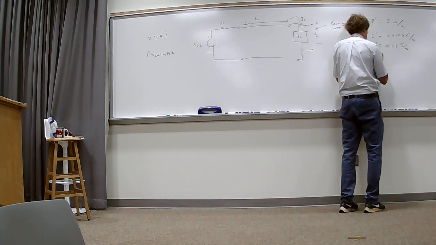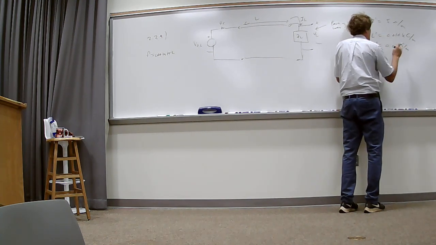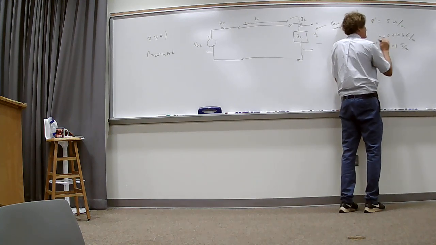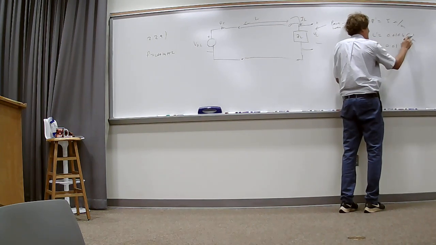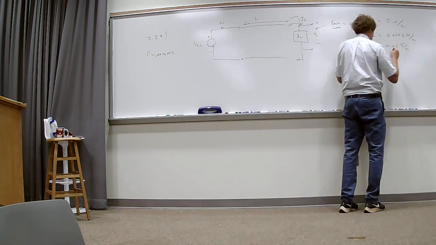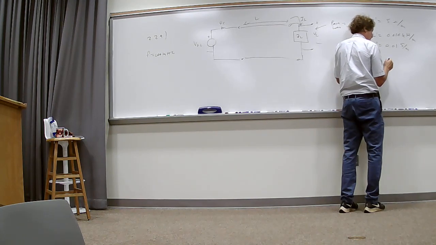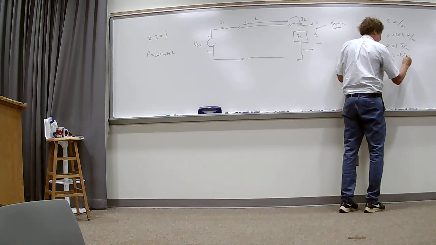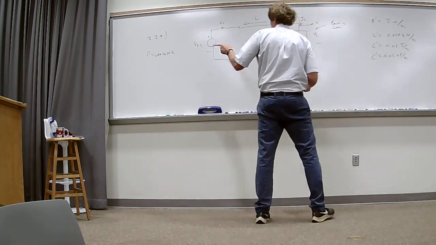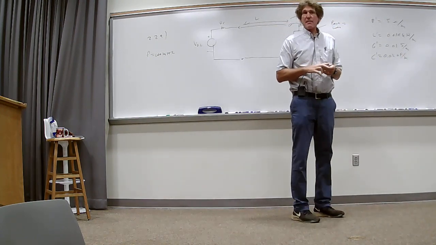And what is C? 0.02. Wait, this is C right here. Microcoulombs, you said? It's supposed to be microhenries. Is this supposed to be microhenries? Yeah, microhenries. And what is C? 0.02 nanofarads per meter. And they give you a frequency of 100 megahertz. What do they want? Gamma?